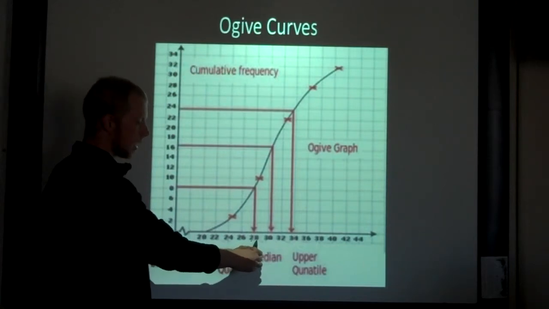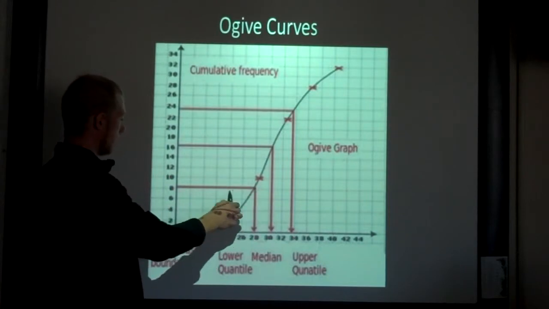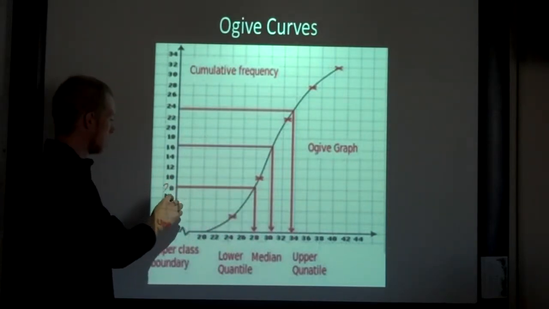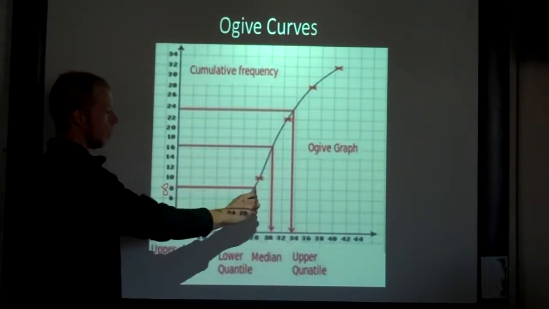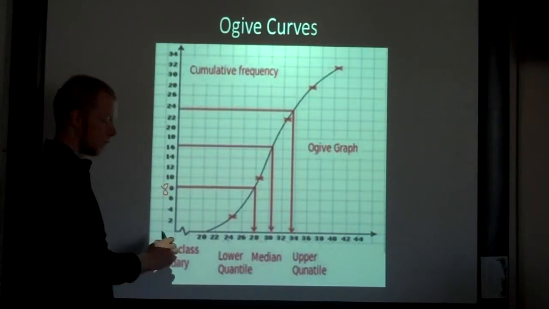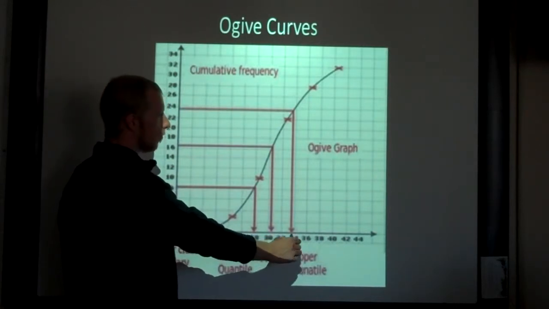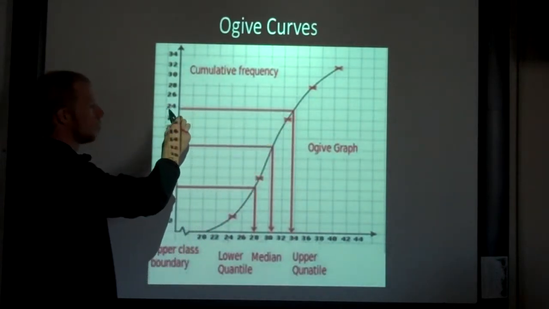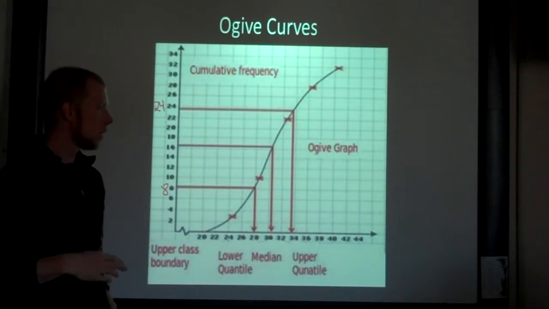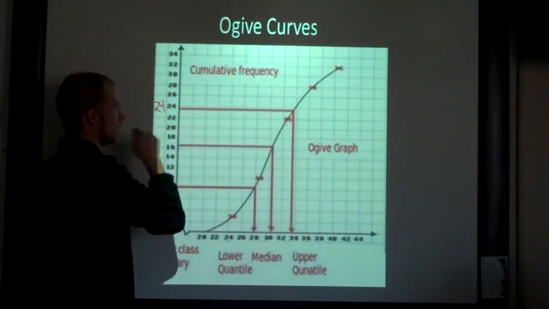So at 28, I'm going up, and I could hit my curve, and then I could come over and I could say there were 8 people, I know that's unclear, 8 people who scored a 20 or below. I could say that there were a 34 or below, there were 24 people. That number there is a 24. And so it's just about reading this graph, and you can come over and you can say here to there.